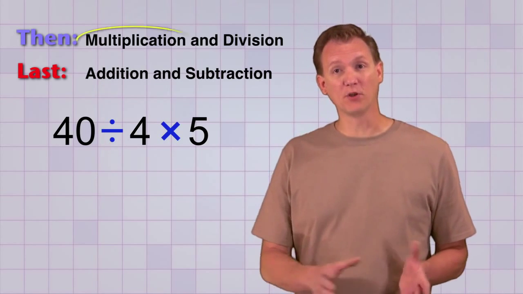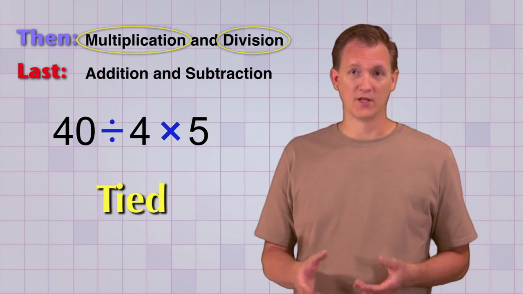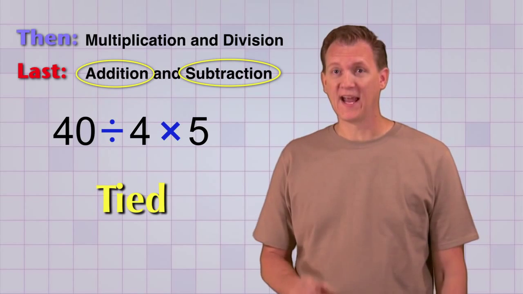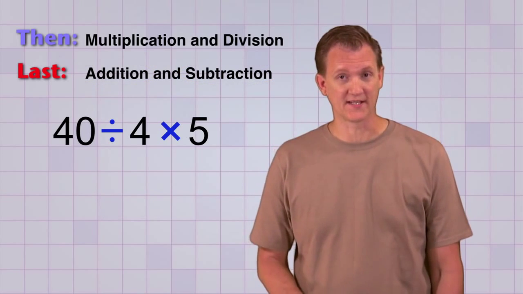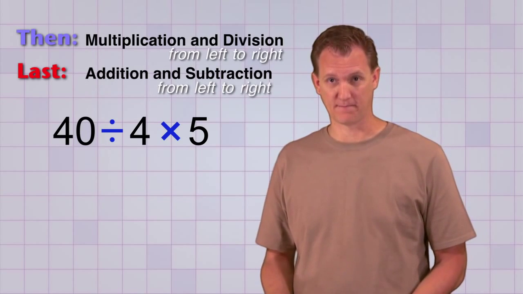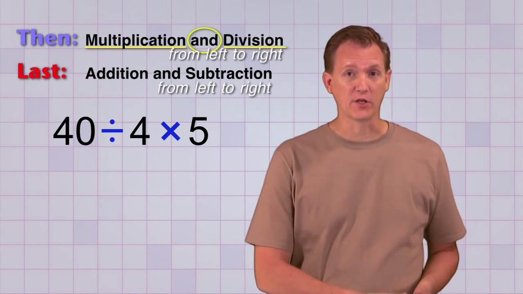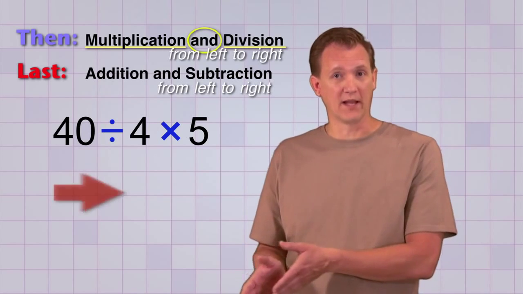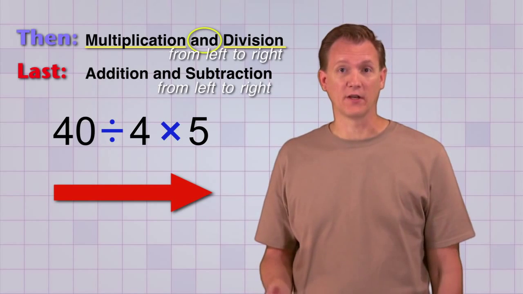Well, that's because multiplication and division are tied for priority or importance. So are addition and subtraction. And that's the reason we need an extra part at the end of each of these rules that says from left to right. If you have a problem that has both multiplication and division, then you're supposed to work it from left to right.